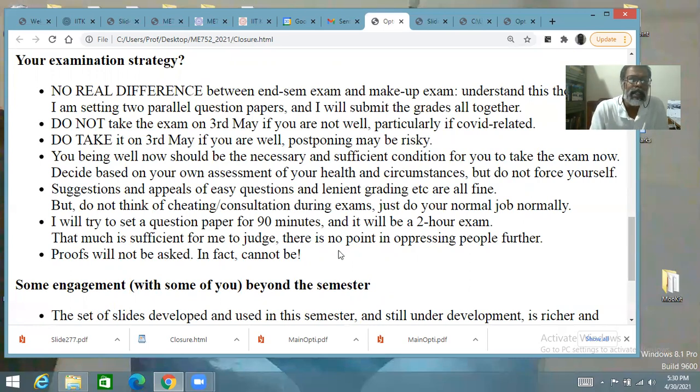Okay, one thing is very clear, that proofs and derivations will not be asked. It doesn't make sense because the entire material is there in the internet, in the books, everywhere. In my lecture notes, the whole thing is. So it will be typically problem solving, and in that spirit, you have to go about it.